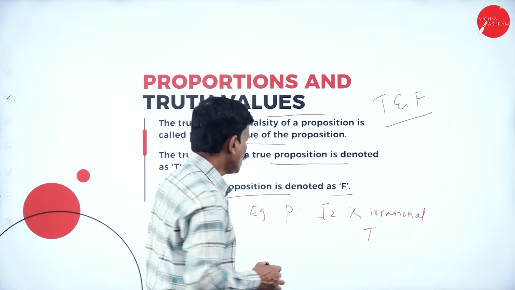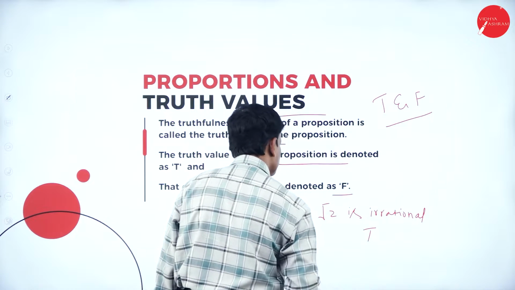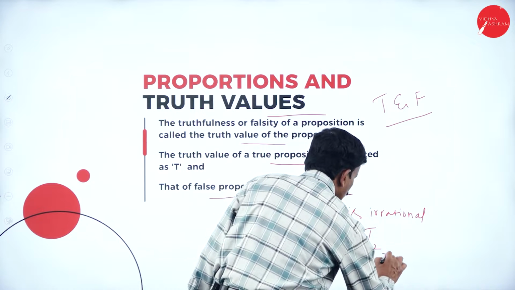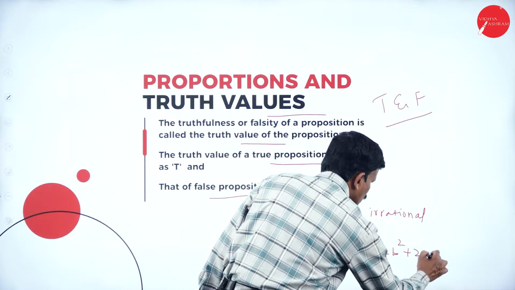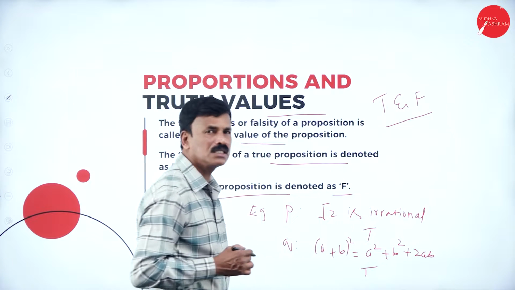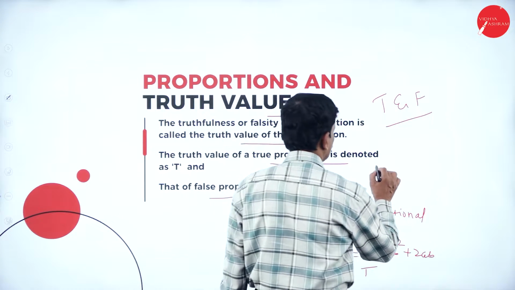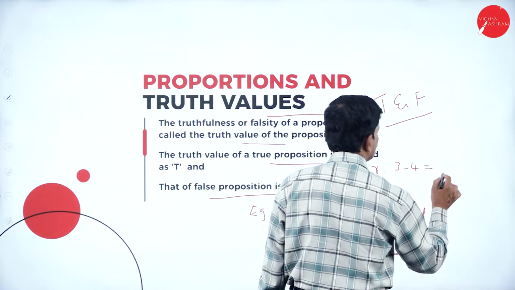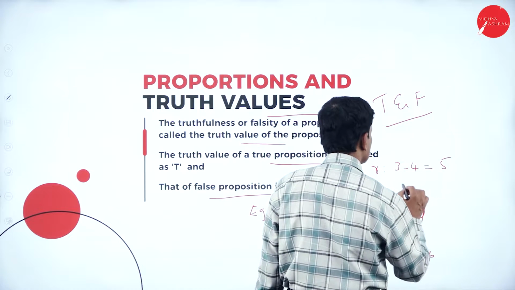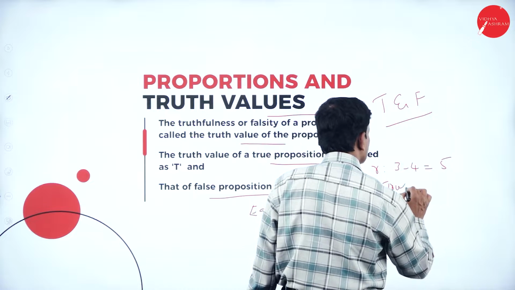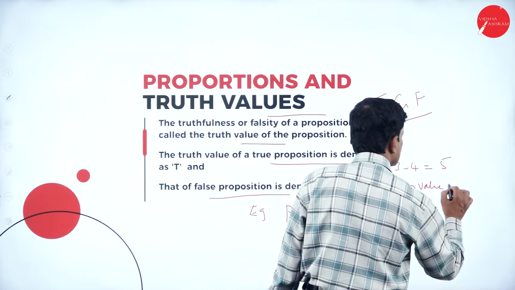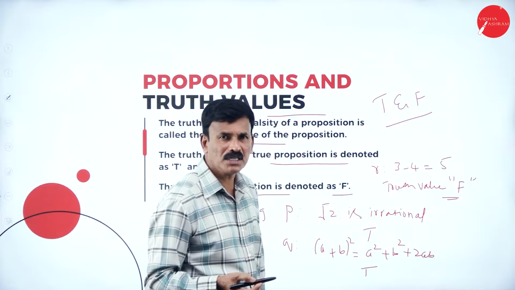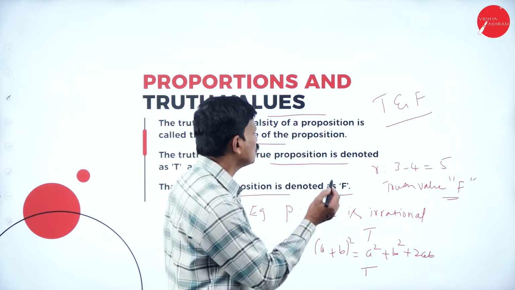This is true. Another one, Q: (A plus B) whole square is equal to A square plus B square plus 2AB. The truth value of this is T. Right. Another example, R: 3 minus 4 is equal to 5. The truth value of this statement is false, because 3 minus 4 is minus 1, not equal to 5. So, the truth value is false.